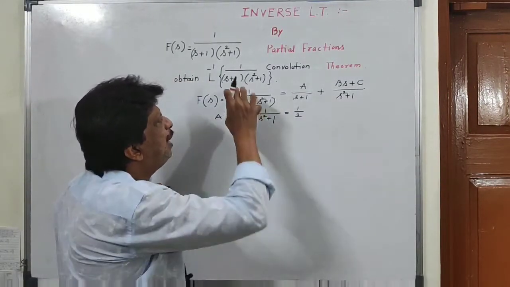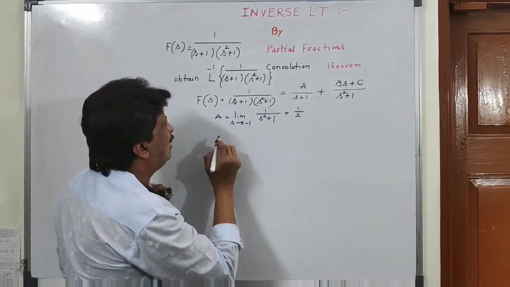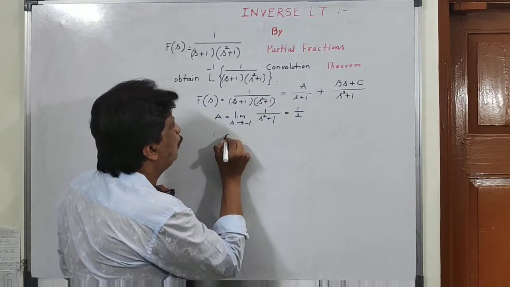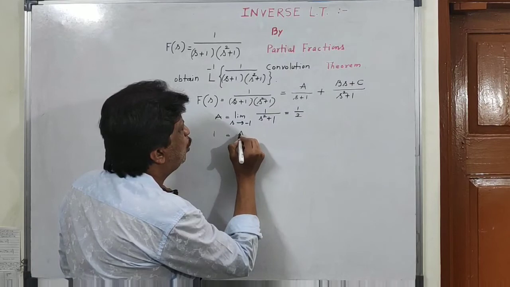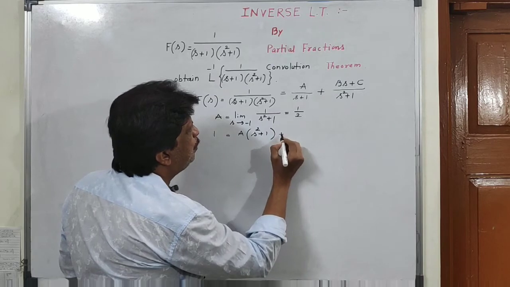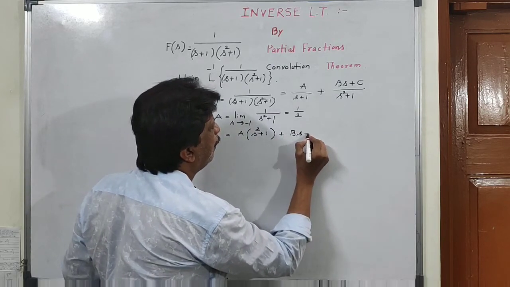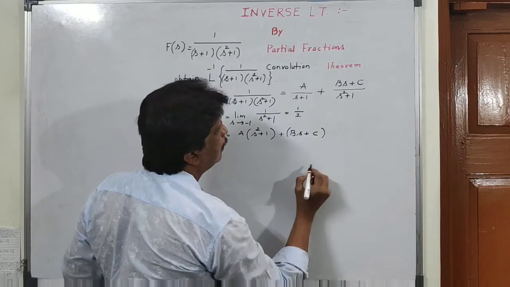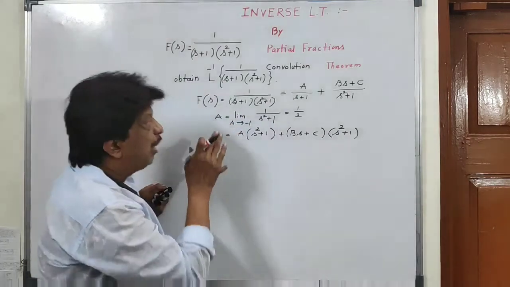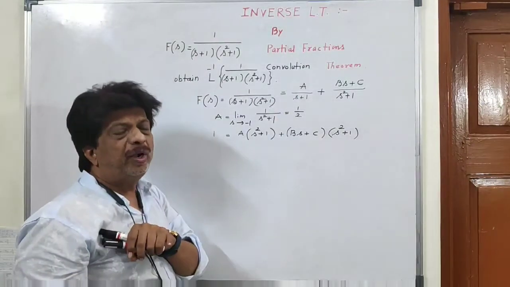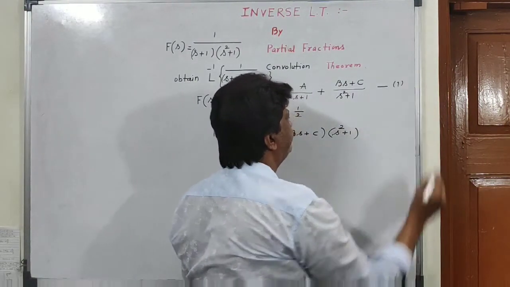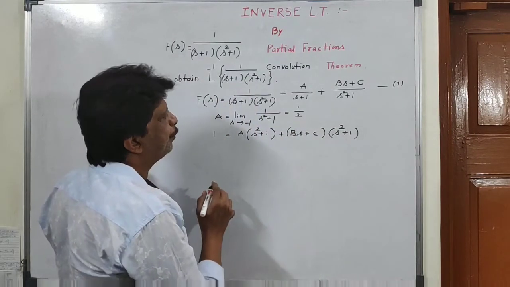Now B and C. Let us simplify this. 1 is equal to, cross multiplying, A into (s square plus 1) plus (bs plus c) into (s plus 1). Numerator of left hand side is equal to numerator of the right hand side. This is equation 1.